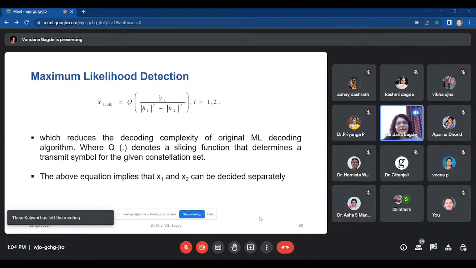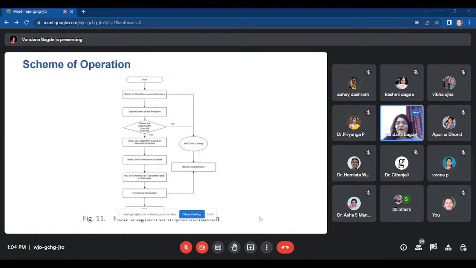Here this Q denotes a slicing function, which determines a transmit symbol for a given constellation set. Constellation here is in the form of antennas. We are talking in terms of antennas. And then we are in a position to decide whether these vectors are being received properly or not. So this is the scheme of operation.